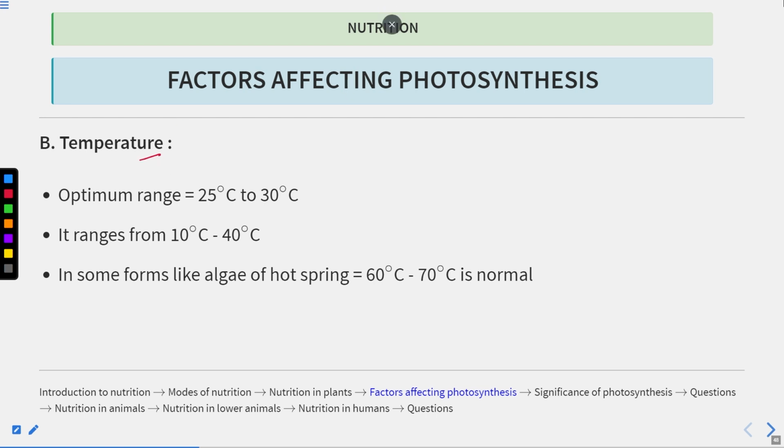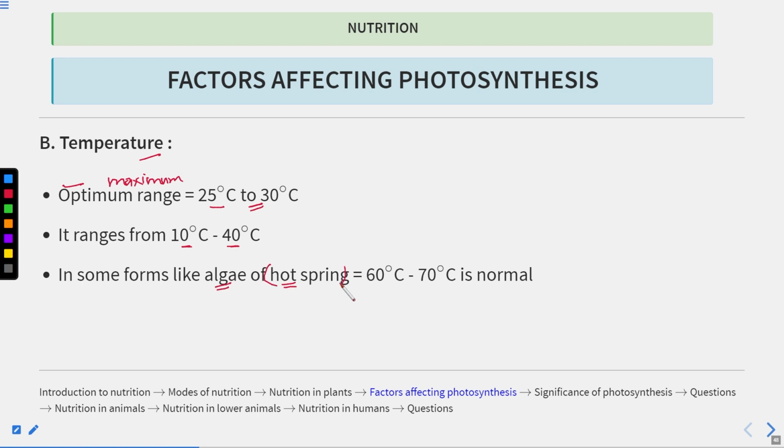The rate of photosynthesis is maximum between 25 to 30 degrees Celsius. This is the optimum range, meaning here the rate of photosynthesis is maximum. Between 10 to 40 degrees Celsius, photosynthesis can take place, but 25 to 30 degrees Celsius is the optimum range. Now what happens in some algae which are present in the hot springs?